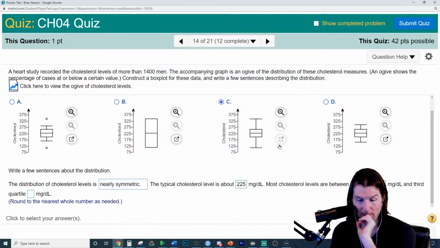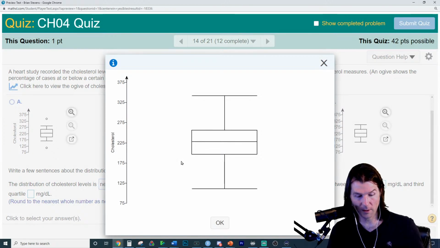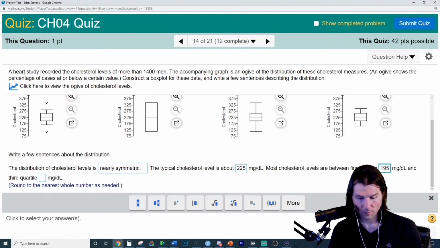We might do the number line better. I think the number line is going to treat us better on this one. Oh, man. Please have a nice range. I'm going to say that's about 195. Oh, my gosh. It's like my least favorite question right now.